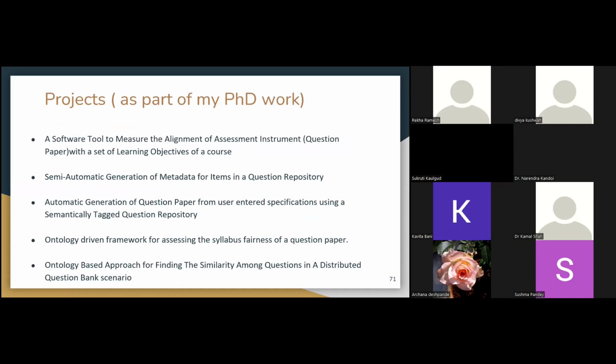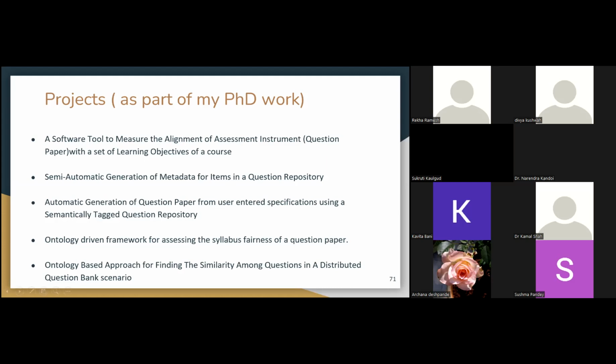The first is an automated tool to measure the alignment of an assessment instrument with a set of learning objectives. If I input the learning objectives of a course and my question paper, it will tell me how much alignment there is between the objectives and the questions in terms of content, as well as the Bloom's taxonomy level.